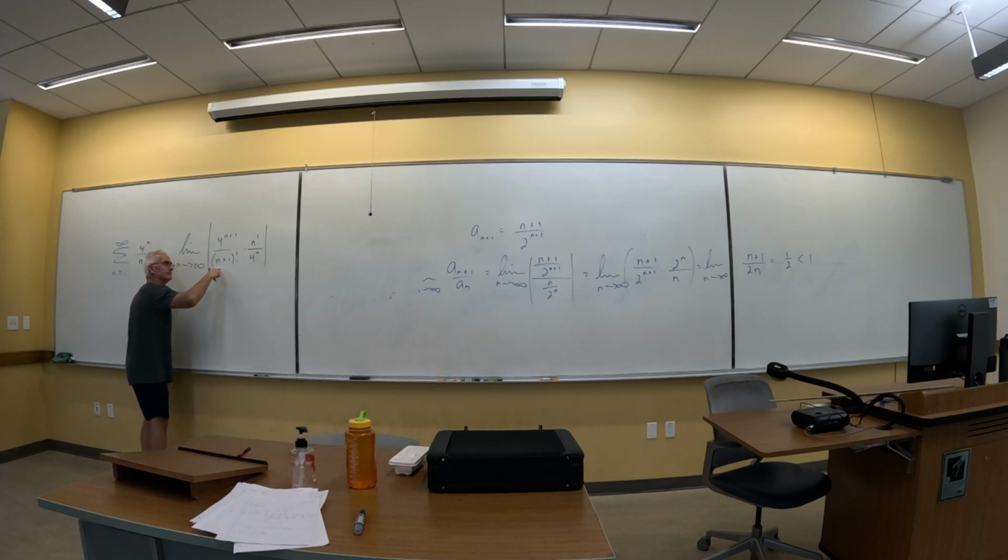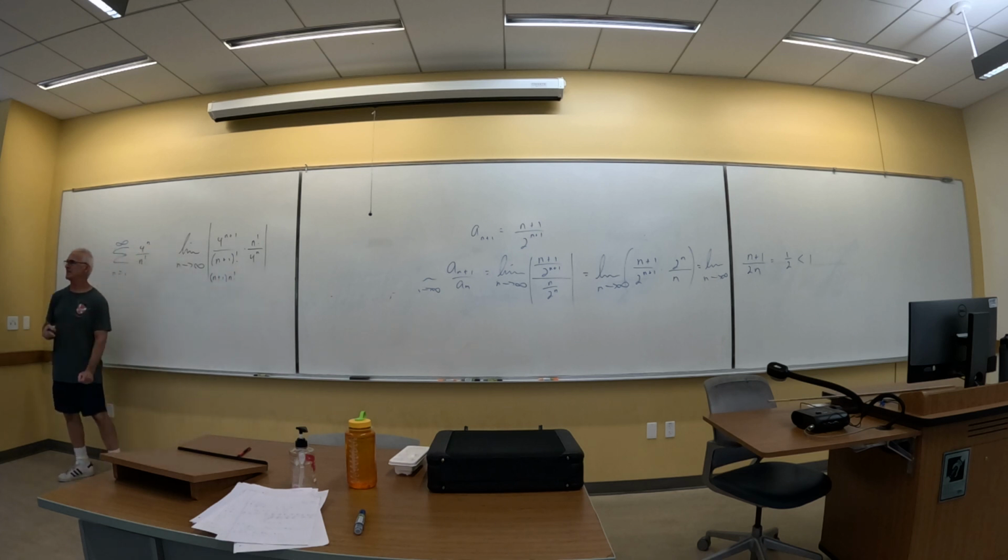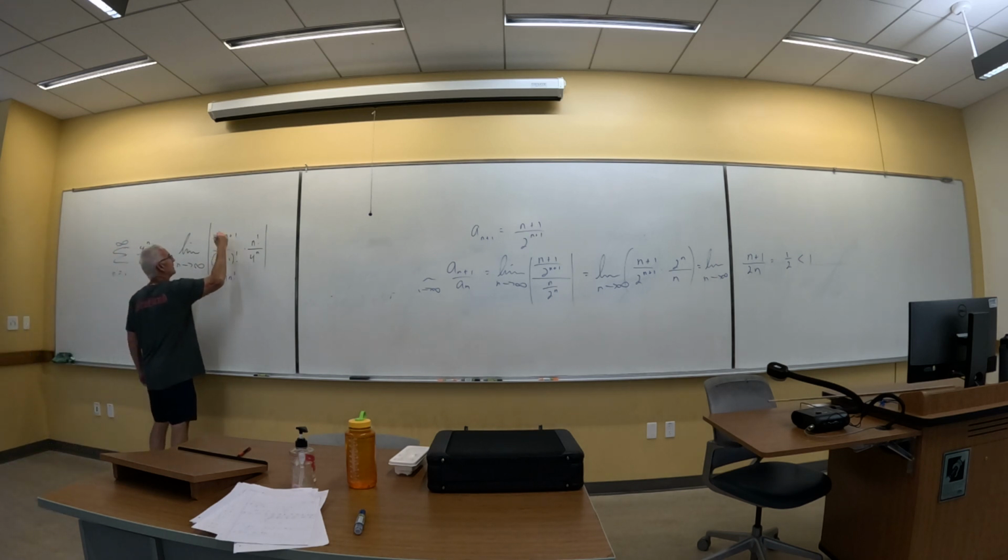Can you rewrite this one? N plus one. How would you rewrite that? N plus one times n factorial. Is that correct? Is 10 factorial the same as 10 times 9 factorial, and so on? Yeah. Why would I do that? Because now I have something to cancel. How about on top? Could I rewrite this one as 4 times 4 to the n?